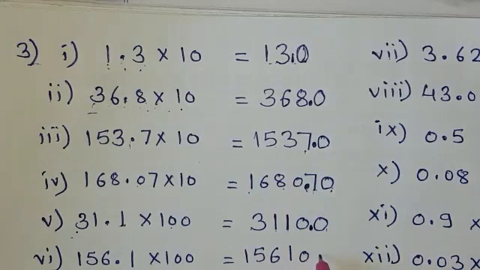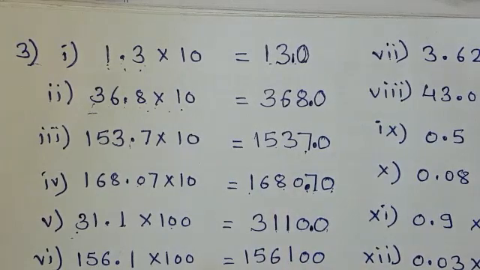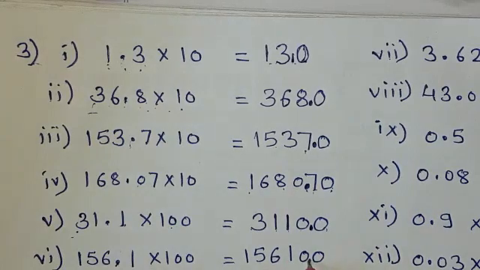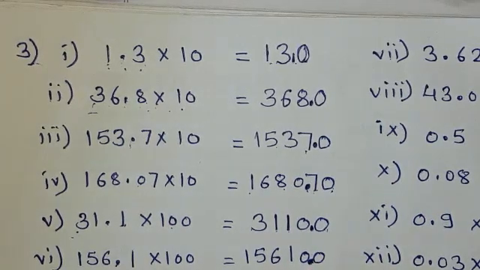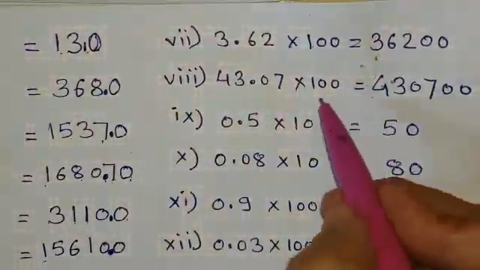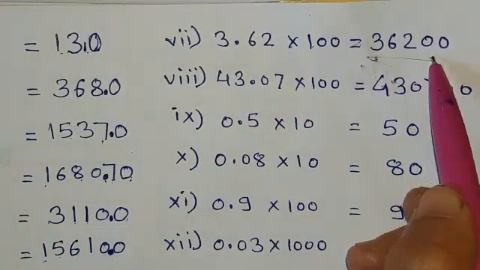Next number, 1561 and two zeros of 100. After the point there is one digit, so my point will come here and my final answer is 15,610. Now let's see the next one. Here I have written the numbers and given the zeros.